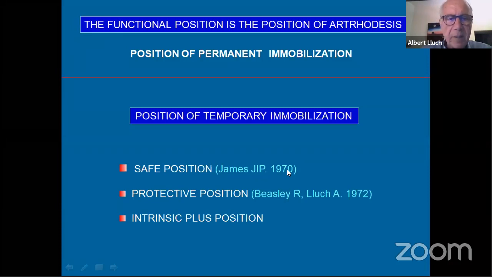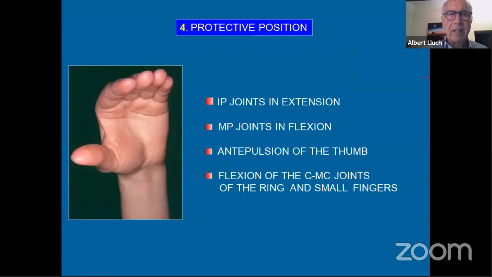It's a name used by J.A.P. James in 1970. The protective positions that Bob Beasley and we quoted in 1972, or if you want, you can call it the intrinsic plus position, because that's the position in which the hand should be immobilized if you want it not to be stiff, which means that the MP joints should be flexed and the IP joint should be extended.